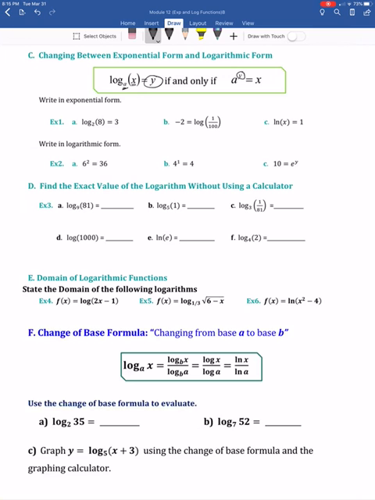And remember, x has restrictions. It must be a number greater than 0. A is a base that's greater than 0, not equal to 1. Now, to help us with this definition, let's do some examples. It says here to write the following in exponential form.